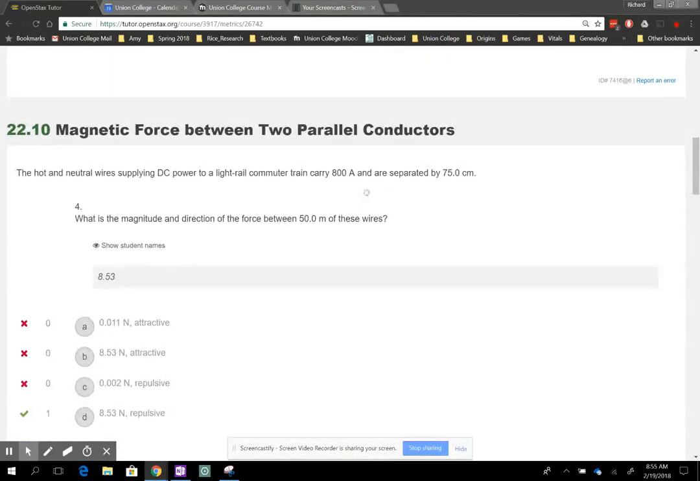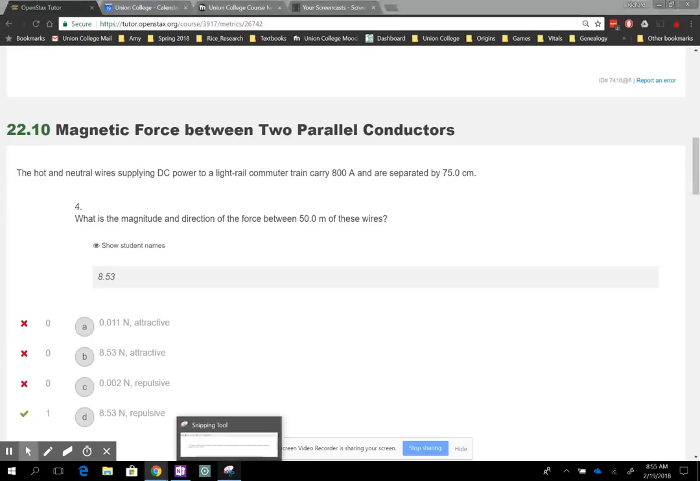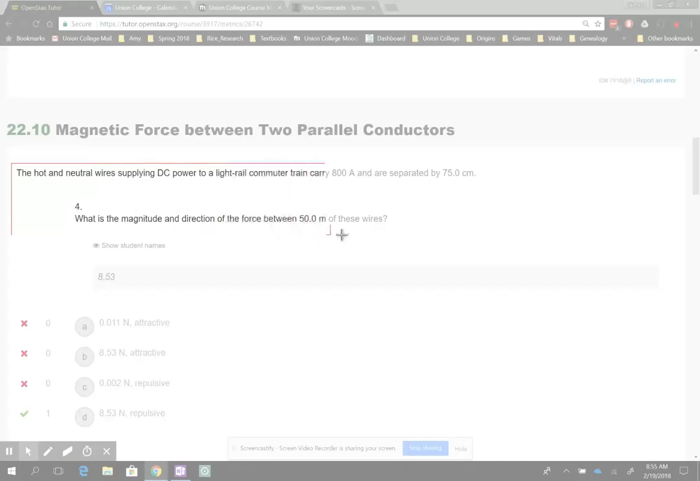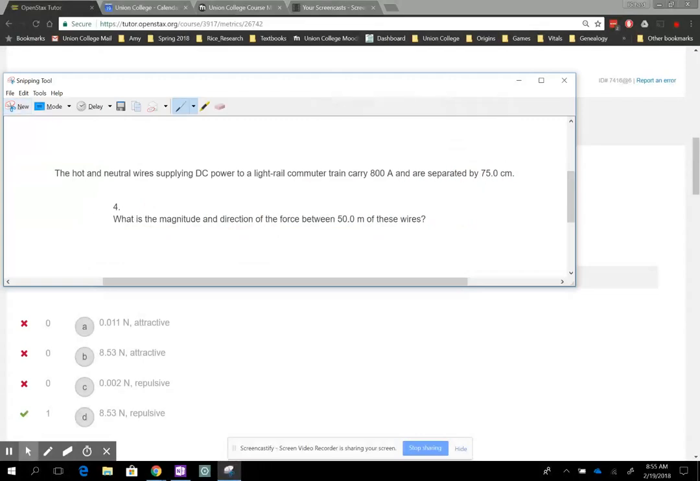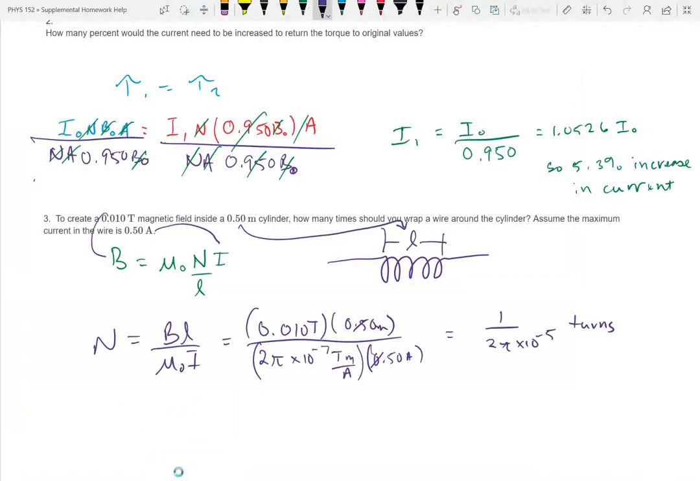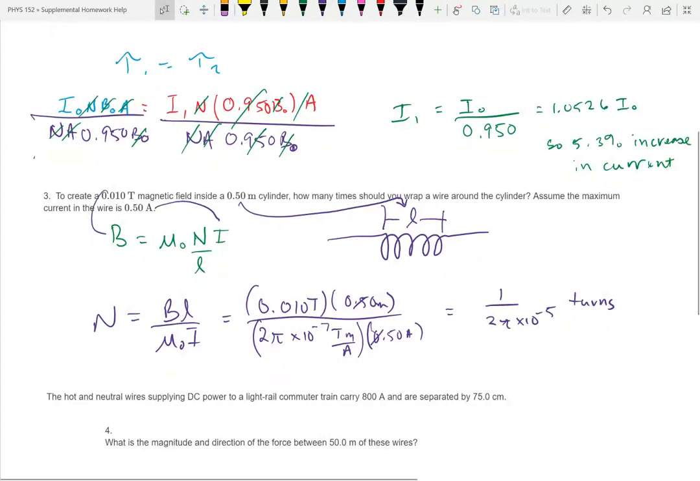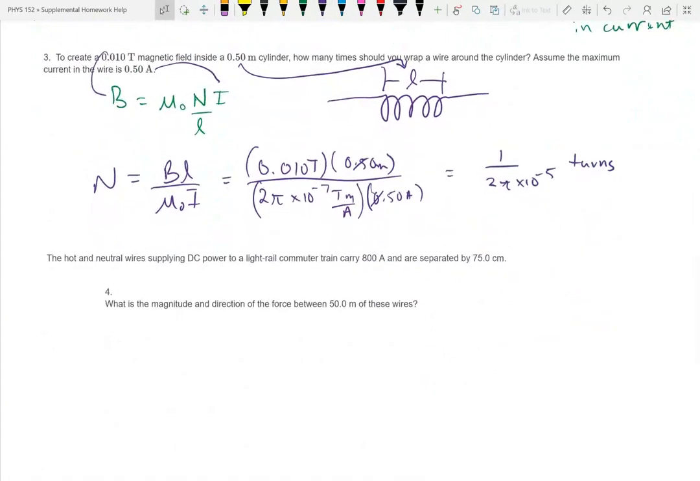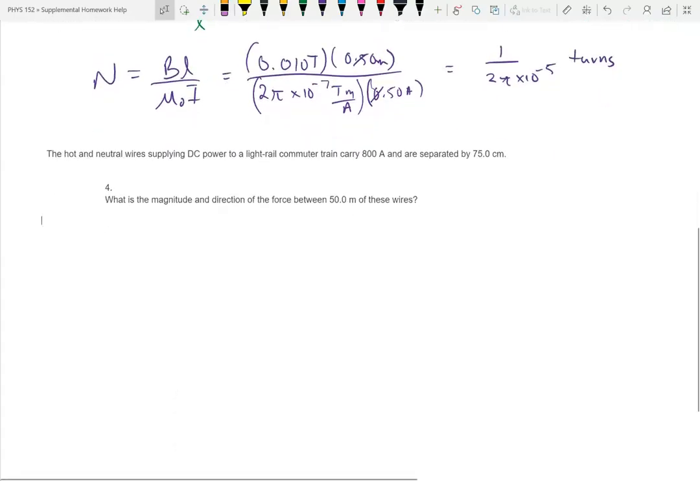Magnetic force between two parallel conductors. Okay, this has a couple pieces. I have 5 minutes before class. Do you think this is too long before class? I haven't read it yet. The hot and neutral wire supplying DC power to a light rail commuter train carry 800 amps and are separated by 75 centimeters. What's the magnitude and direction of the force between these?